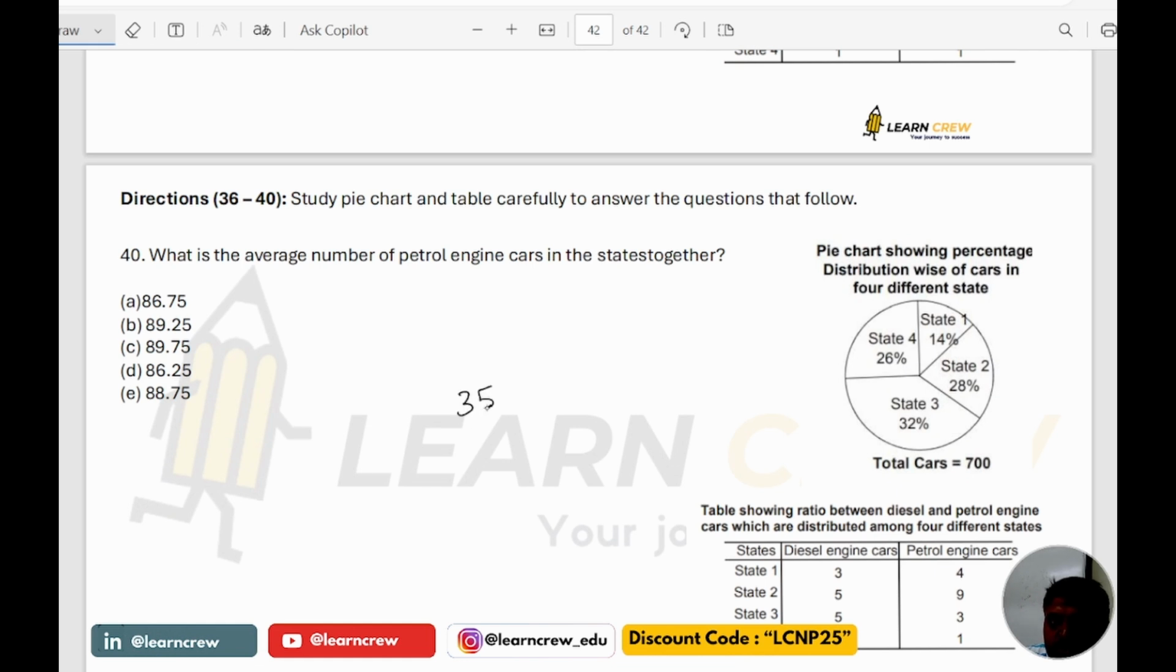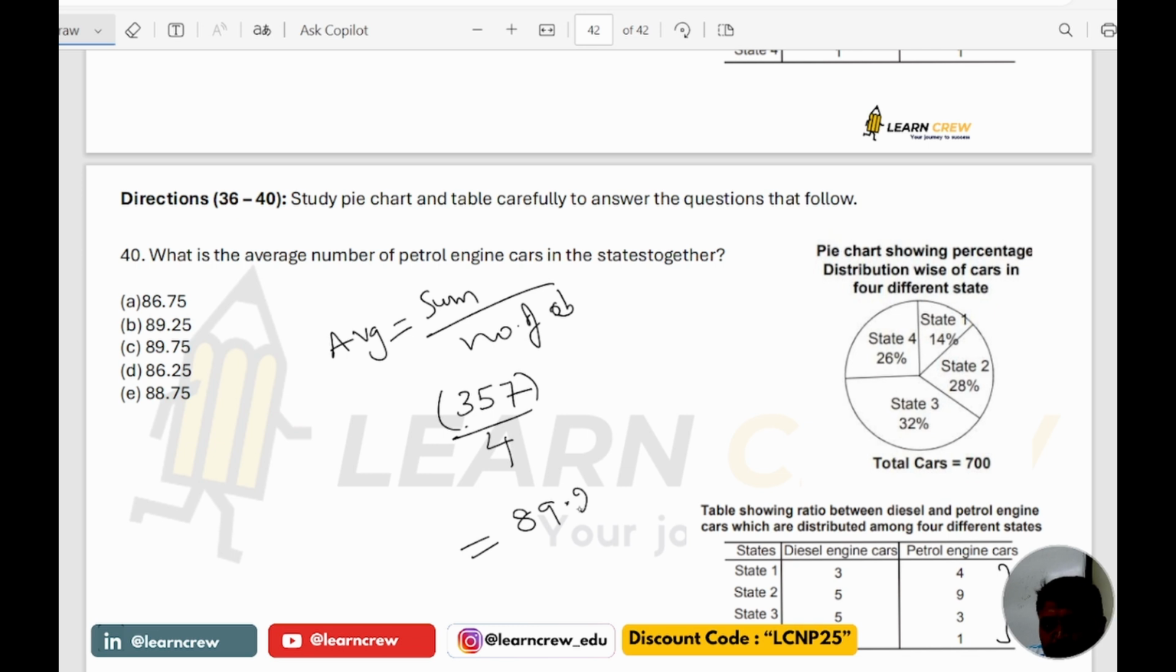357 is the total number of petrol engine cars, divided by 4, because average means sum of the observations divided by number of observations. If you add all the petrol engine cars number, it is 357. And 4 states, 357 by 4. How much is it? 4, 89s are 356. 89.25. So answer is option B.